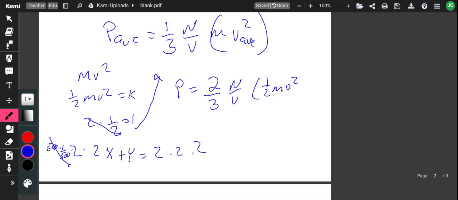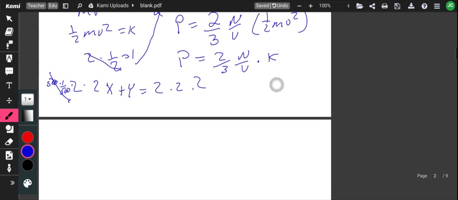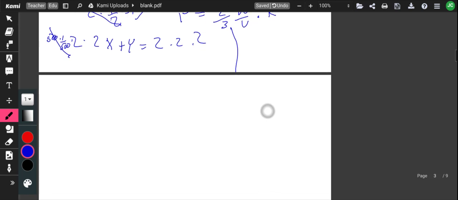Now you might say that this looks weird, or that this looks like we're playing a trick, but in reality, what we have just done is we've said that the pressure is equal to 2/3 N over V times the kinetic energy of the molecule. From there, we're going to bring this down. And when we do, we get an equation.